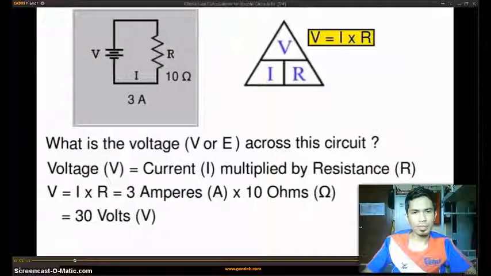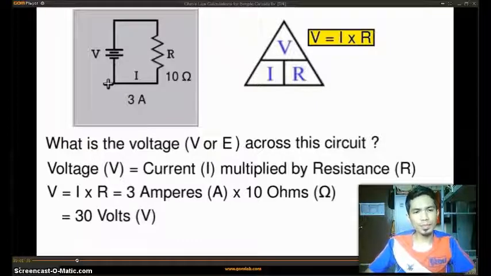Look at another example. Again, the same circuit, but this time we know what the current is, 3 amperes, and the resistance in the circuit is 10 ohms. We now want to know what is the voltage, V or E, across this circuit. Remember, sometimes people use E for voltage, and other times the symbol V is used. So don't let that confuse you. Here we're using V primarily.